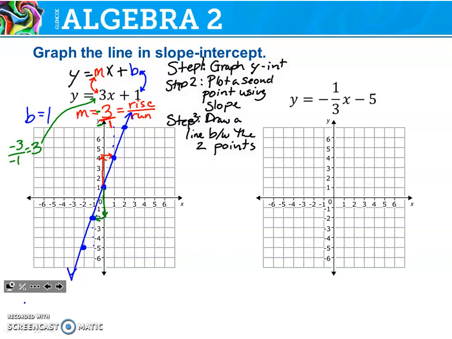So once we get our points on there, at least 2 points, I like to draw them all the way through. I would encourage you guys to do that. It'll help you draw a straighter line. But then after we do that, we need to draw our line all the way through the graph.